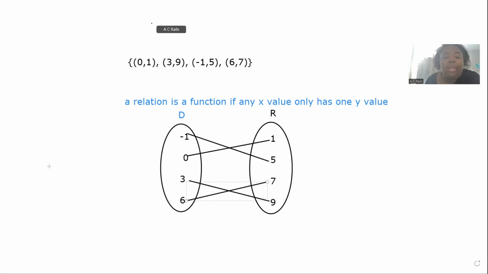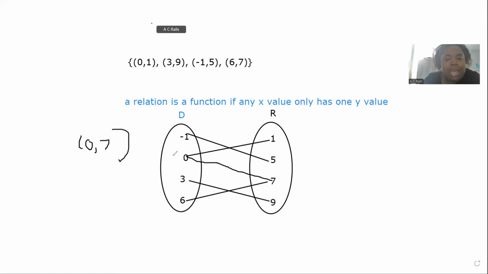Now, if I turned around and had another coordinate added to this, and that coordinate was, let's say, 0, comma 7, then that means there will be another line drawn from 0. And that 0, comma 7 will make that not a function.